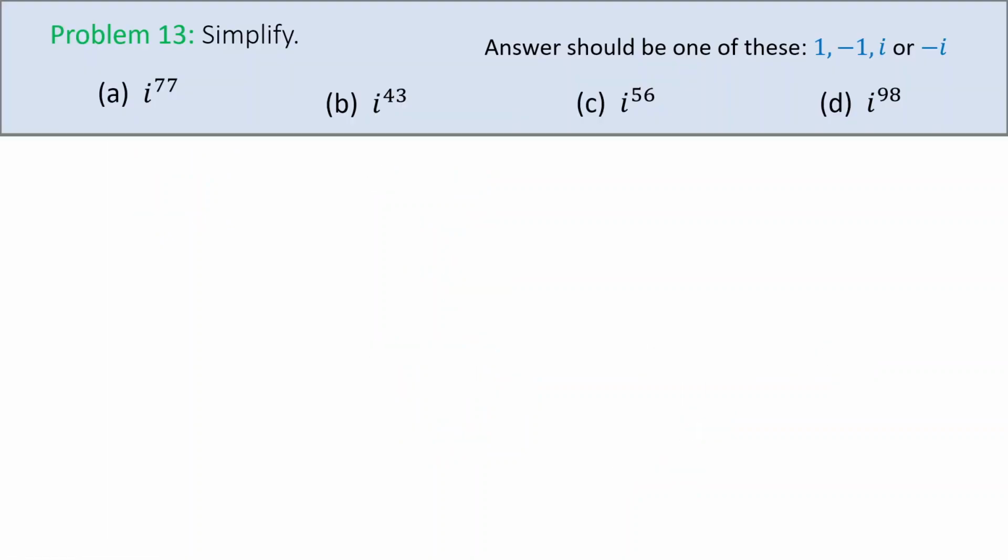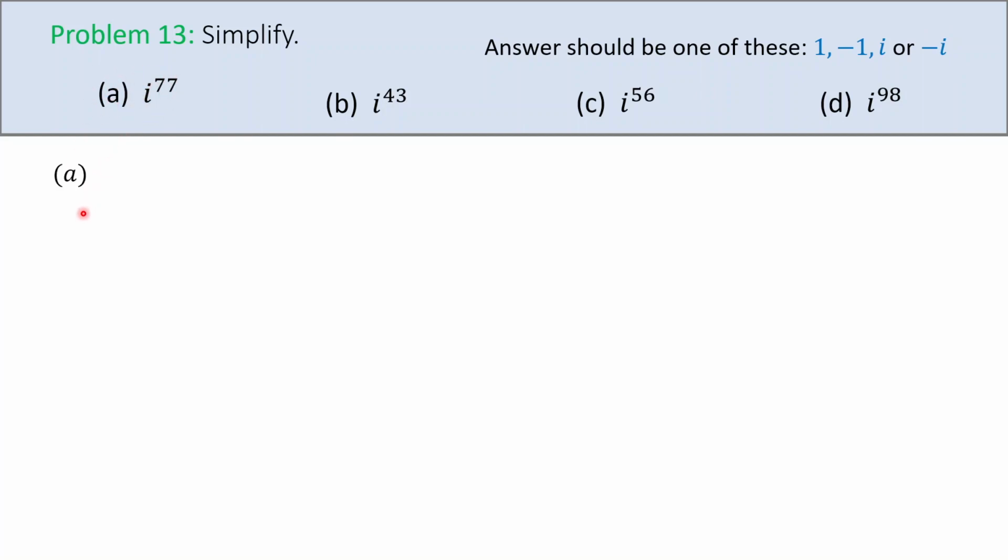Now let us do this problem. You need to simplify this. You have an i with a positive integer exponent, and you need to find the values of these. So the answer should be one of these: 1, negative 1, i, or negative i.